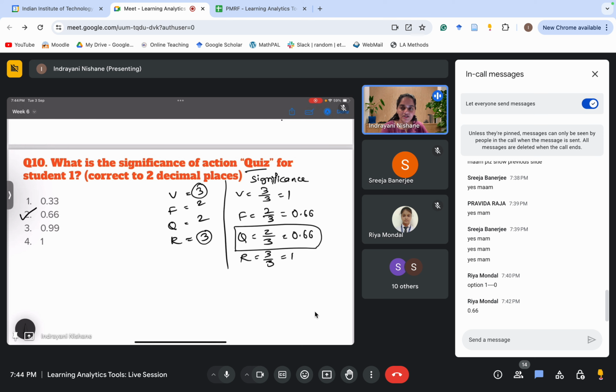So questions will be very similar to this in your final exam, and in your assignments also, where you will be asked to calculate significance, I frequency, and S support. So you know now how to do that.